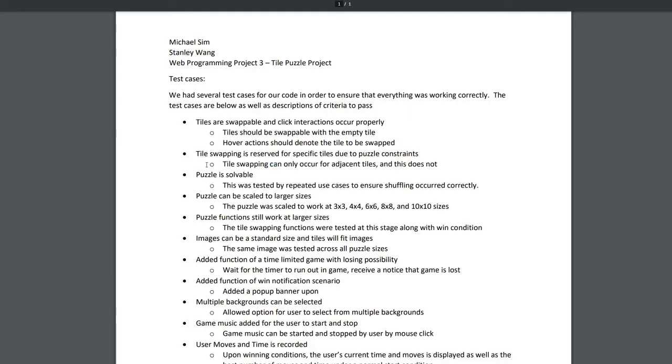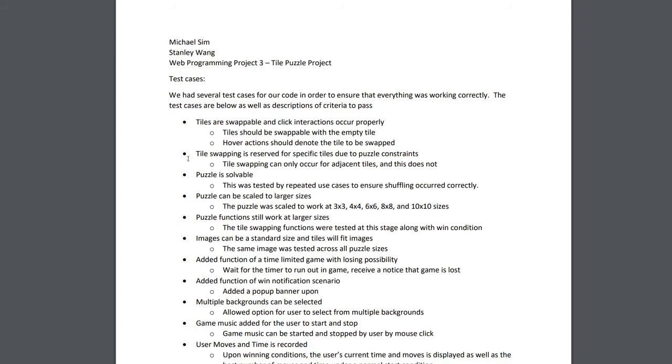And then also, tile swapping is reserved for specific tiles due to puzzle constraints. As I mentioned earlier about the swapping, you cannot switch with diagonal or adjacent tiles. It's only going to be the top, left, bottom, or right if there is a tile in that respective column. And then another one would have to be if the puzzle is solvable. That's probably the most important one, if not the second most.